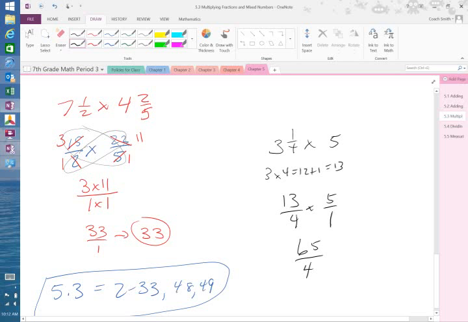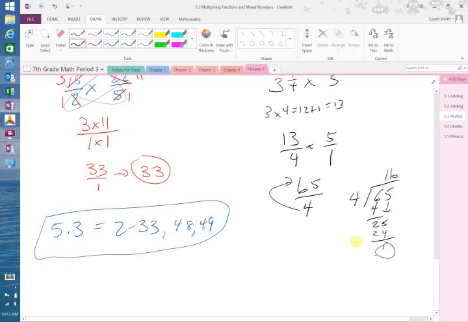Okay, 65 over 4. 4 goes into 65 one time, 4, remainder 2. Bring down my 5. 16, 24, remainder 1. Put that 1 over the 4, so 16 1/4.